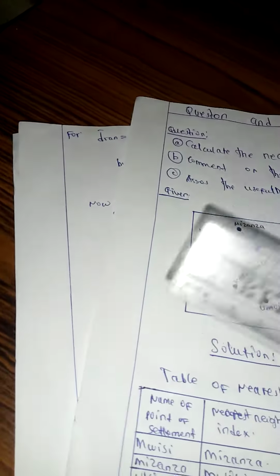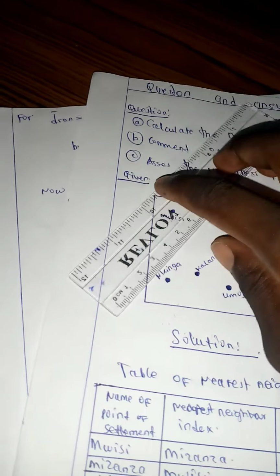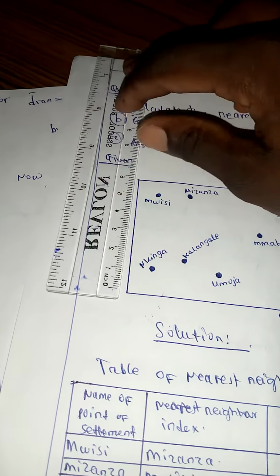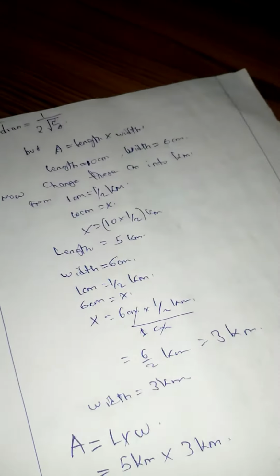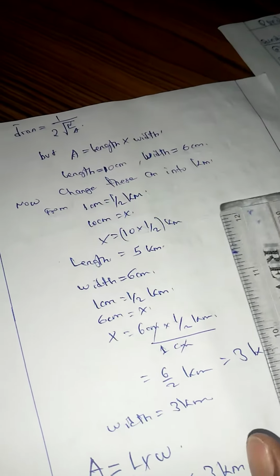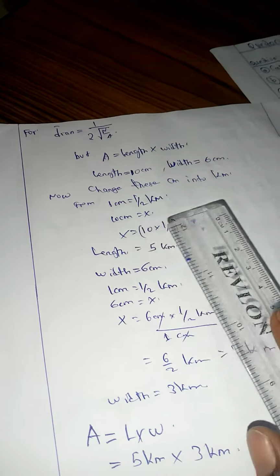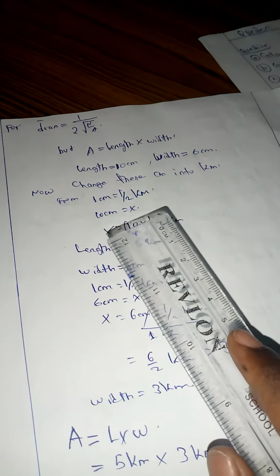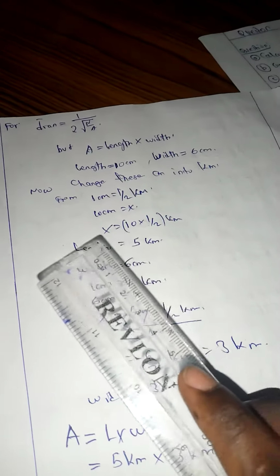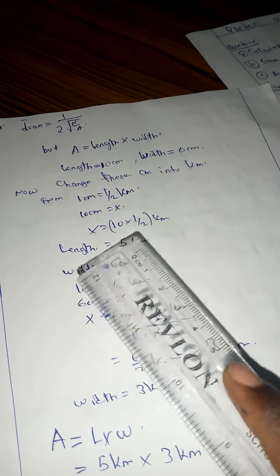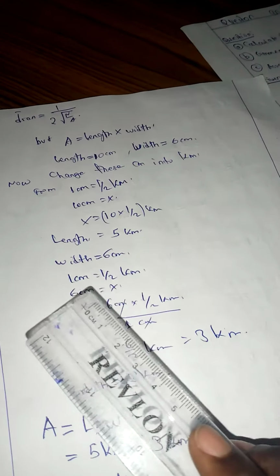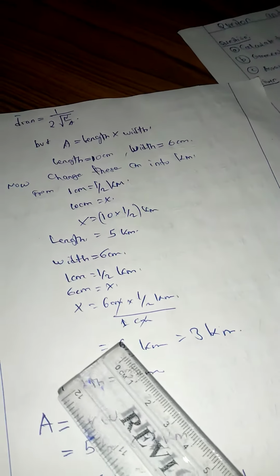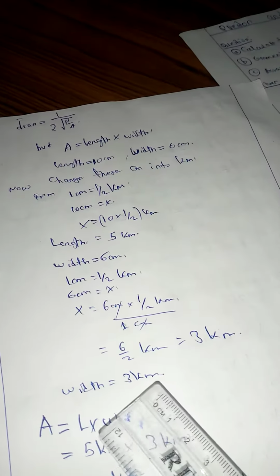But how about width? Width we measure, which will be 0 to 6, now will be 60 centimeter. Width will be 60 centimeter. Now change this centimeter into kilometer. From 1 centimeter is equal to half kilometer, 10 centimeter is equal to x. Now x is equal to 10 times a half in kilometer, which will be length is 5 kilometer and the width is 6 centimeter. When you change, you get what? 3 kilometer. Width is 3 kilometer.